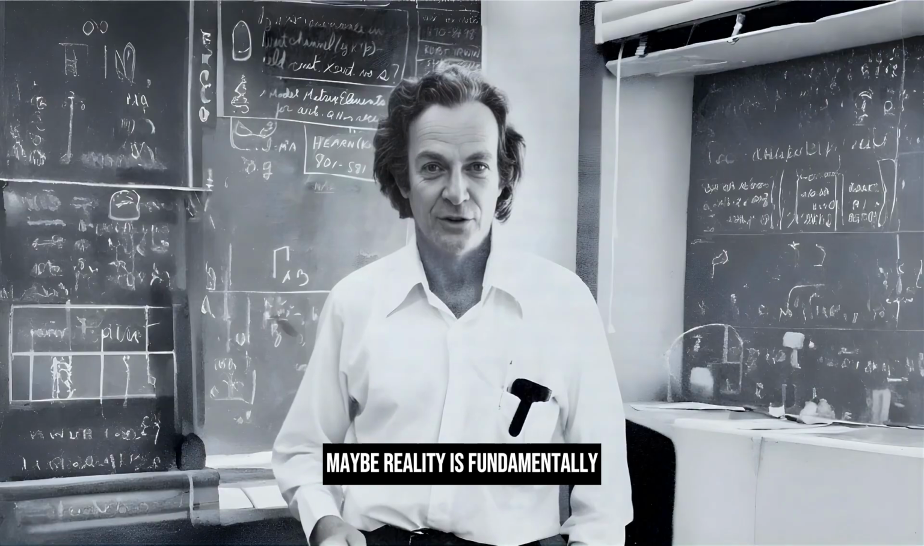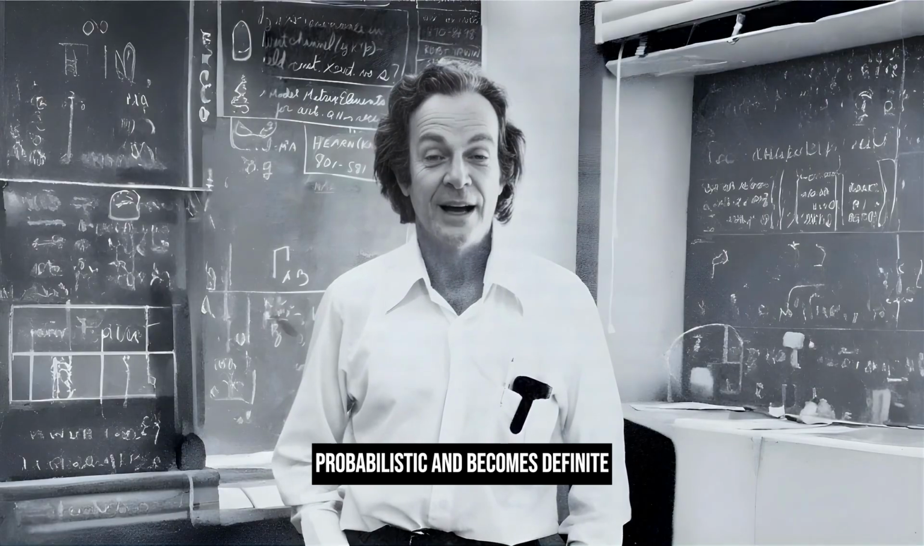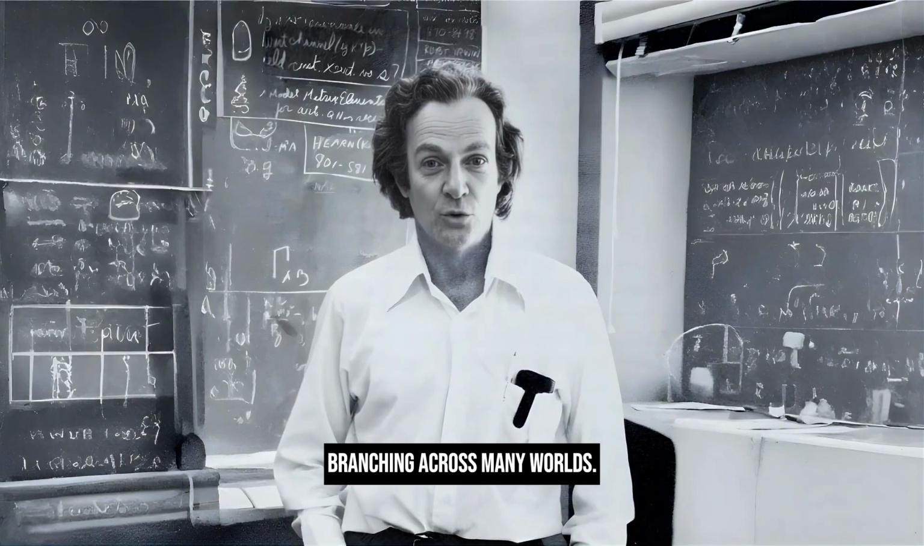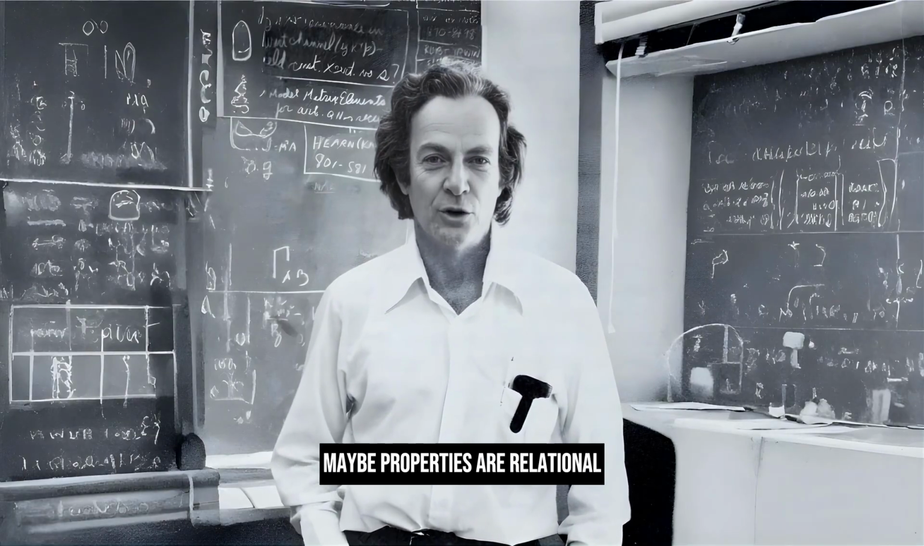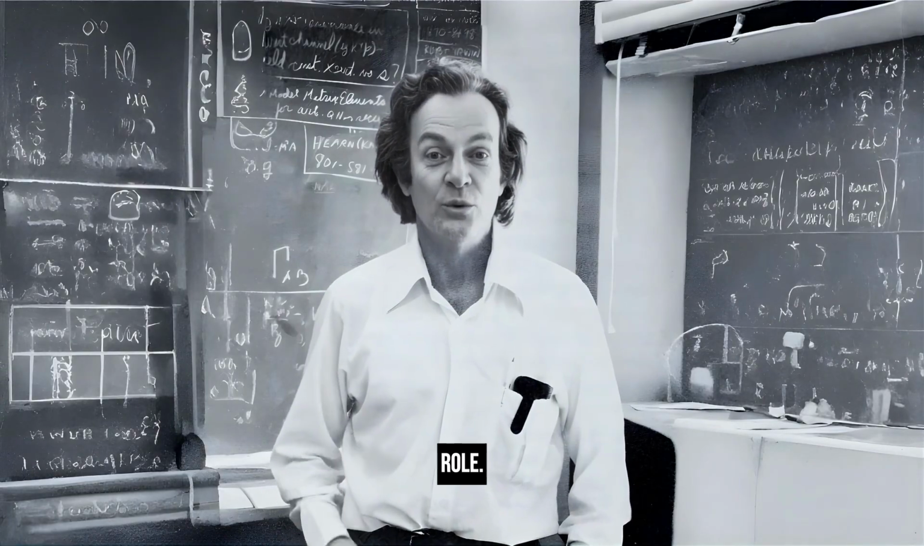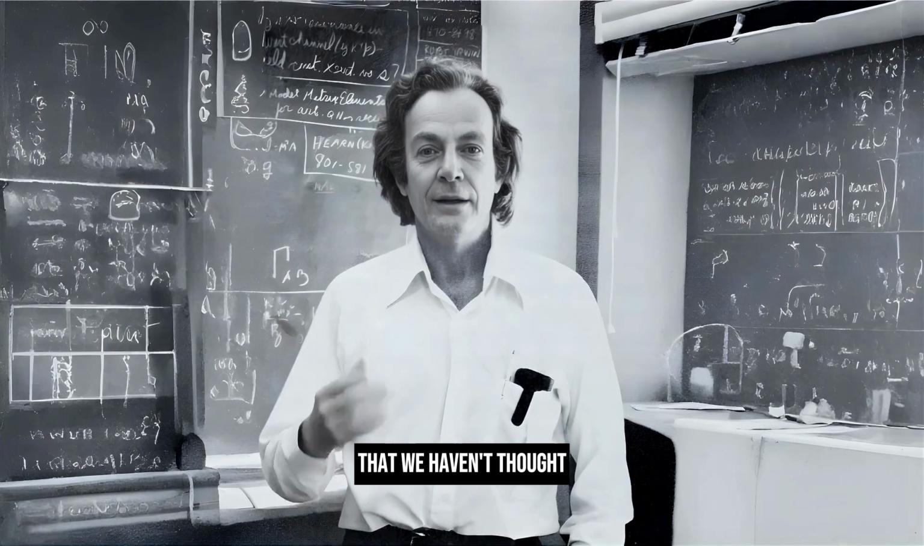Maybe reality is fundamentally probabilistic and becomes definite through measurement collapse. Maybe it's deterministic but branching across many worlds. Maybe properties are relational and only exist between systems. Maybe consciousness plays a role. Maybe something else entirely that we haven't thought of yet.